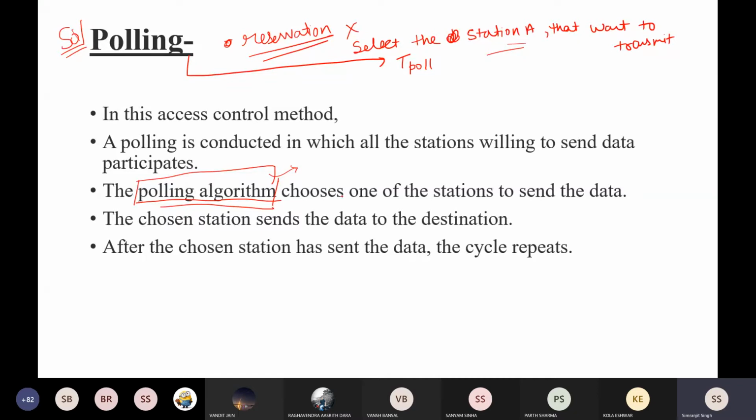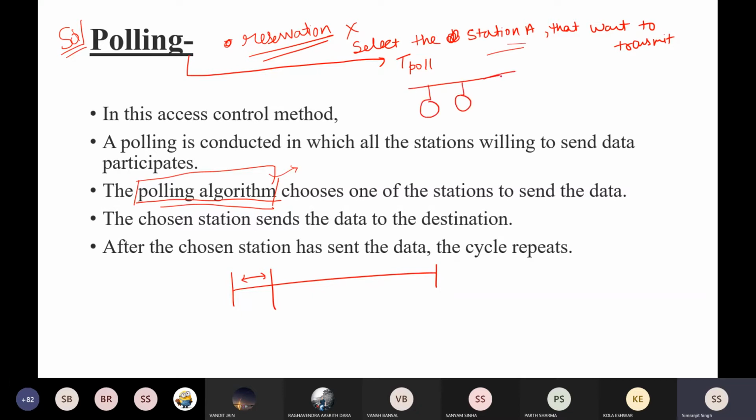Okay, so the polling algorithm chooses one of the stations to send the data. By this algorithm, it will decide which particular station to choose. The chosen station sends the data to the destination. After the station has sent the data, the cycle repeats. Again it will take a poll from all the stations that want to send data, and it will repeat the whole process. Now see, there will be another time slot assigned.